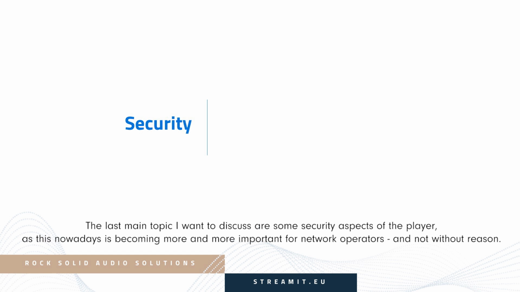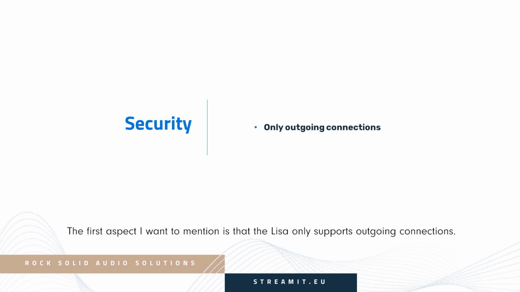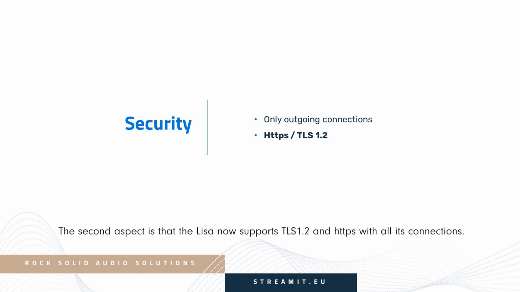The last main topic I want to discuss is some security aspects of the player, as this is nowadays becoming more and more important for network operators, and not without reason. The first aspect I want to mention is that the Lisa only supports outgoing connections. So there is no way to initiate a connection from outside to the Lisa itself. The second aspect is that the Lisa now supports TLS 1.2 and HTTPS with all its connections.